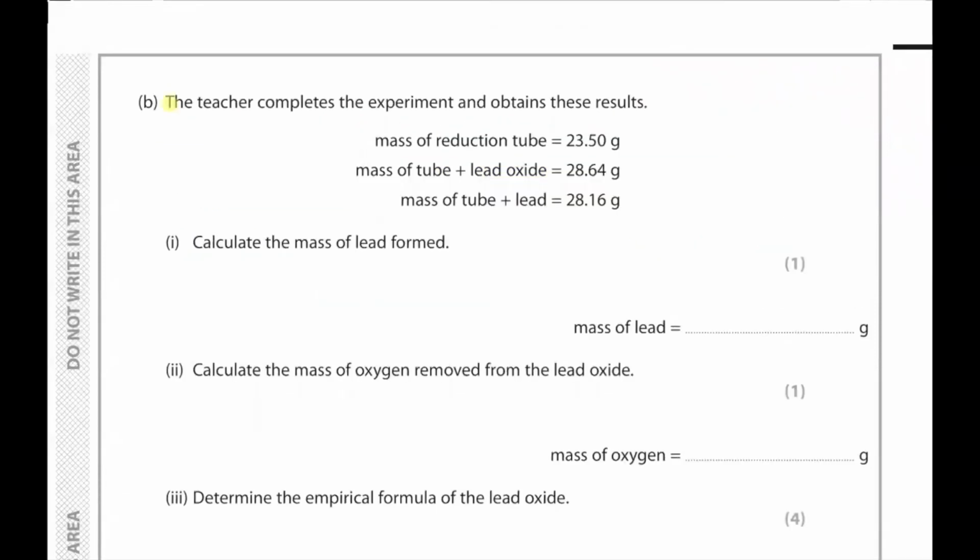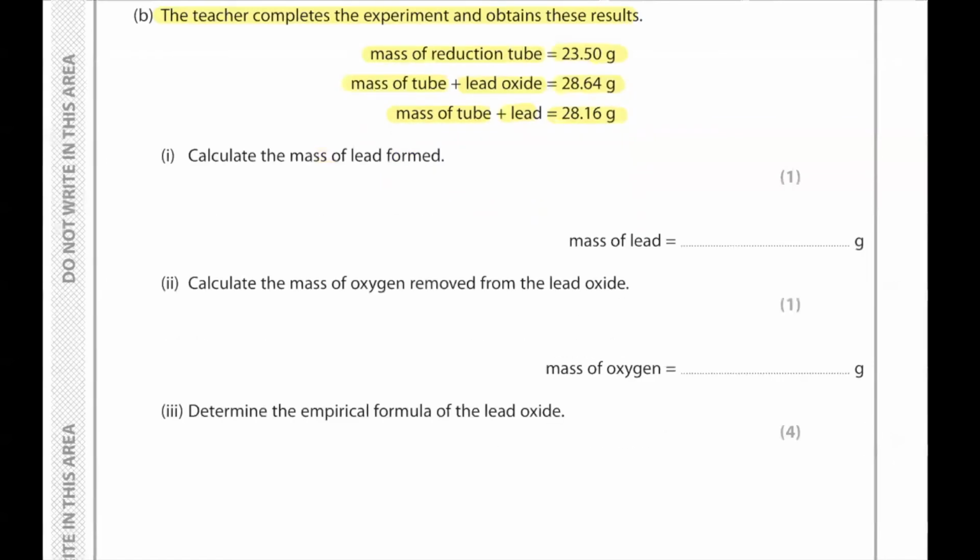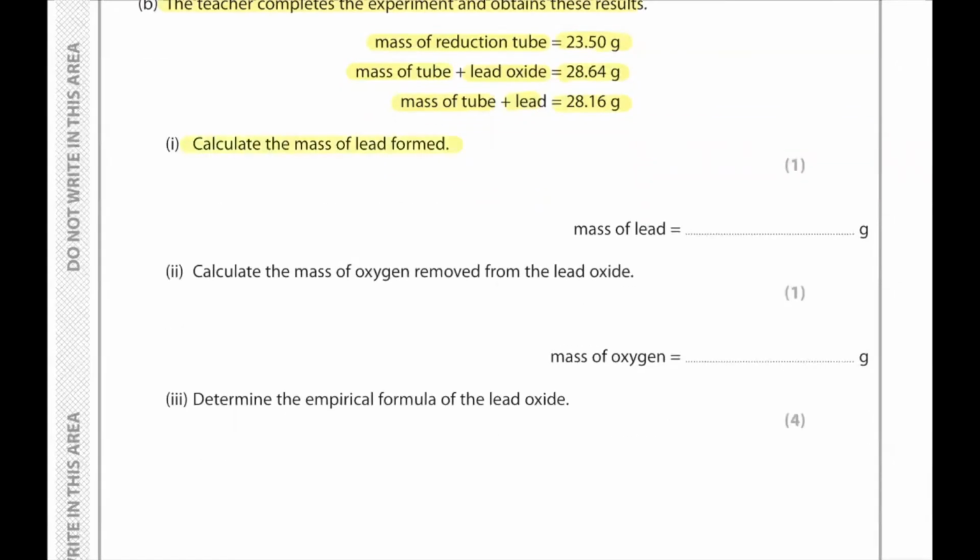Part B. The teacher completes the experiment and obtains these results. Mass of reduction tube 23.50. Mass of tube plus lead oxide 28.64. Mass of tube plus lead 28.16. Calculate the mass of lead formed. To obtain the mass of lead, we need the mass of tube plus lead and mass of the reduction tube.